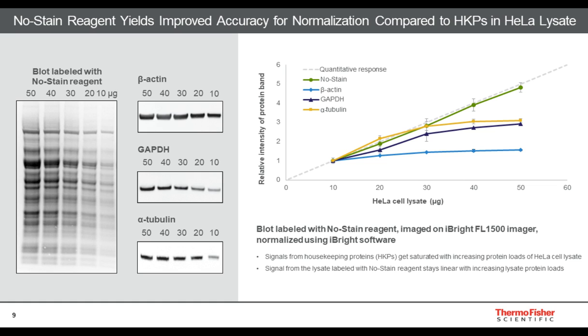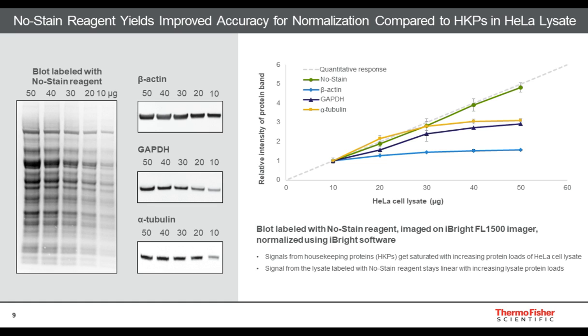The membrane was labeled with No-Stain Protein Labeling Reagent. This reagent is a label and not a stain because it forms a covalent bond with lysine amino acid, and it has a fluorescent tag with an optimal excitation at 488 nanometer and emission at 590 nanometer wavelengths.